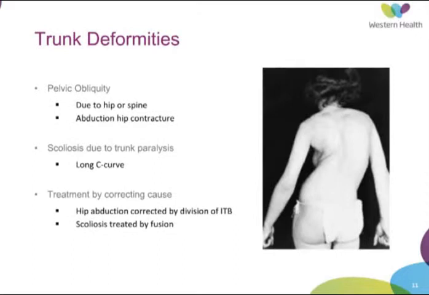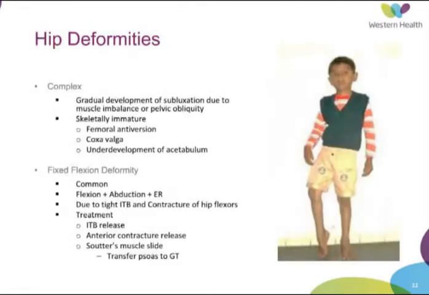In terms of the hip deformities, these are really quite complex, and the gradual development of muscle imbalance can lead to subluxation of the hip joint, particularly again in that growing skeleton, and there can be lasting effects on the hip joint. So the proximal femora have increased anteversion and drift into coxa valga, and there can be underdevelopment of the acetabulum. So all of these components need to be addressed when treating these patients, correcting the soft tissue balance, contractures, and then various osteotomies depending on exactly what the patient has.